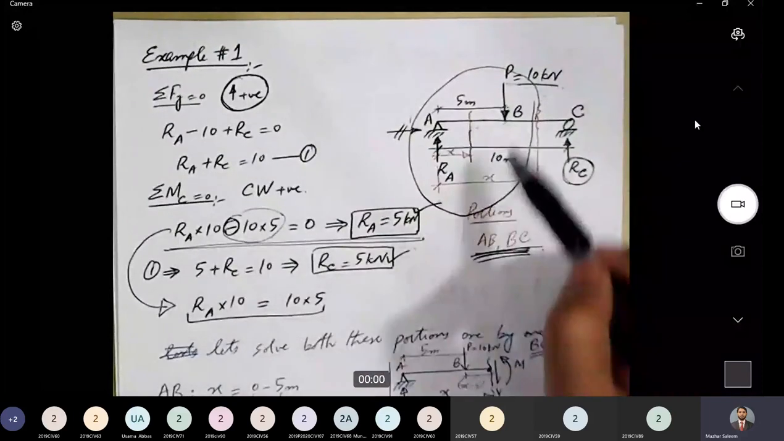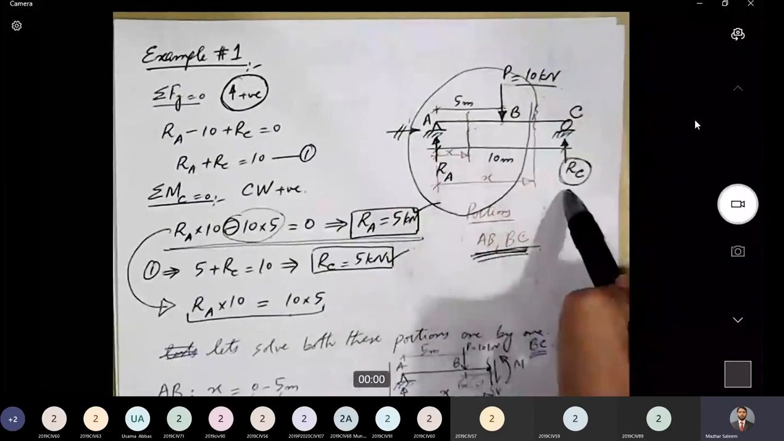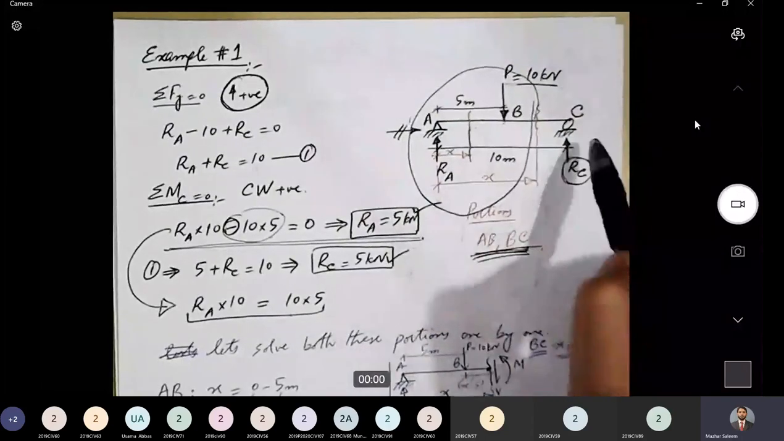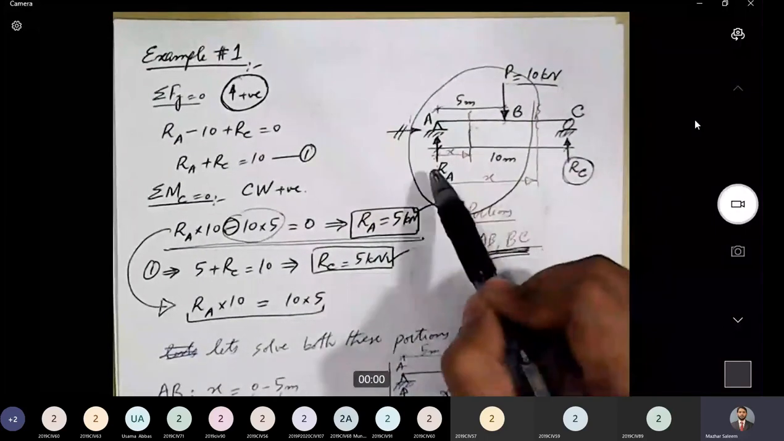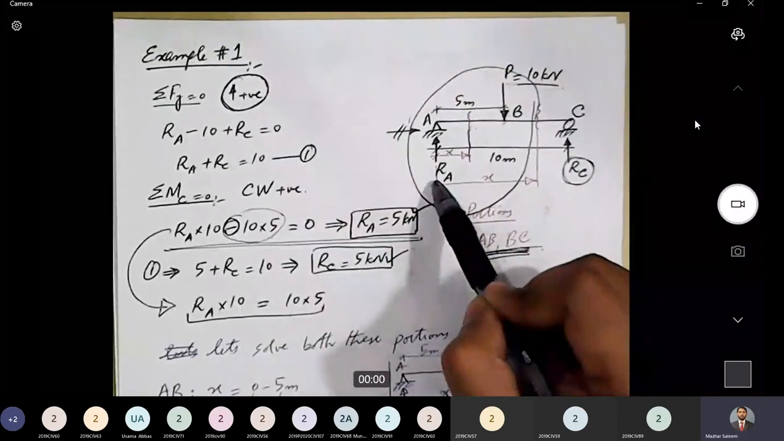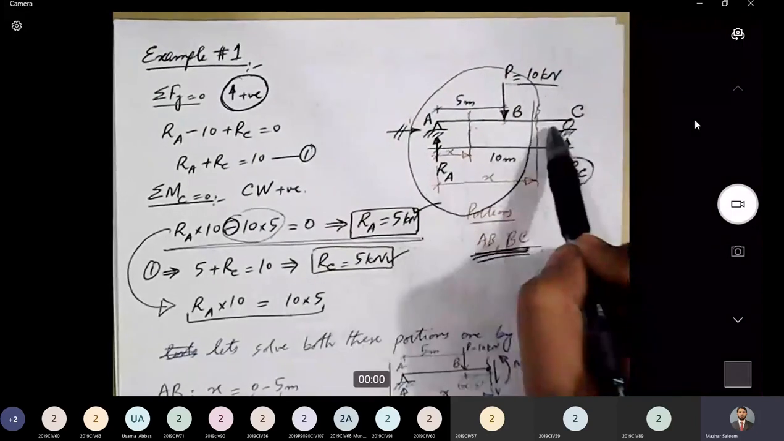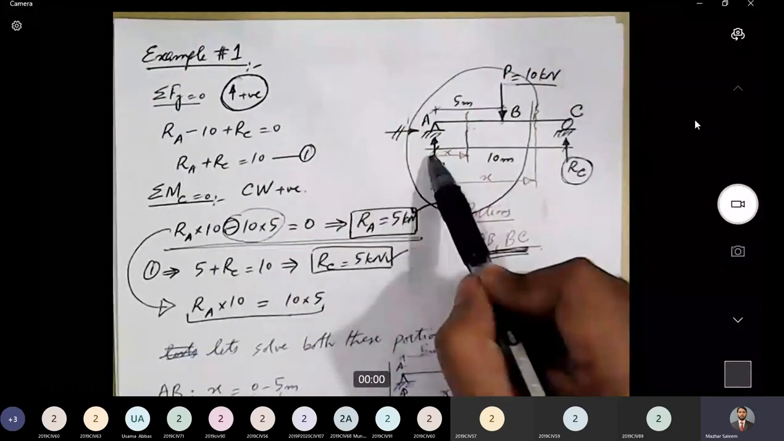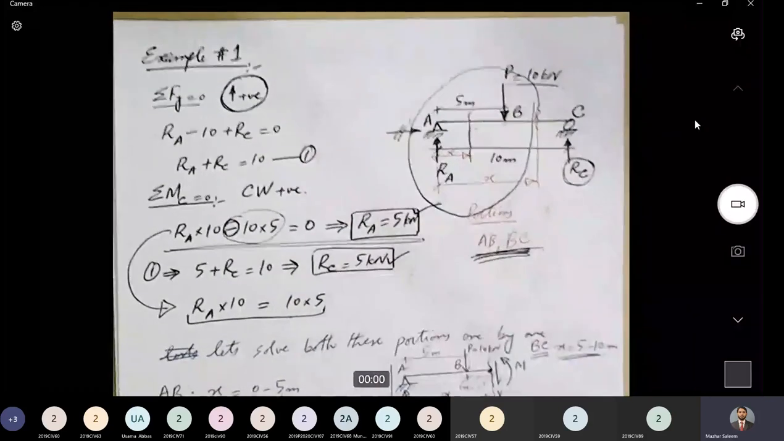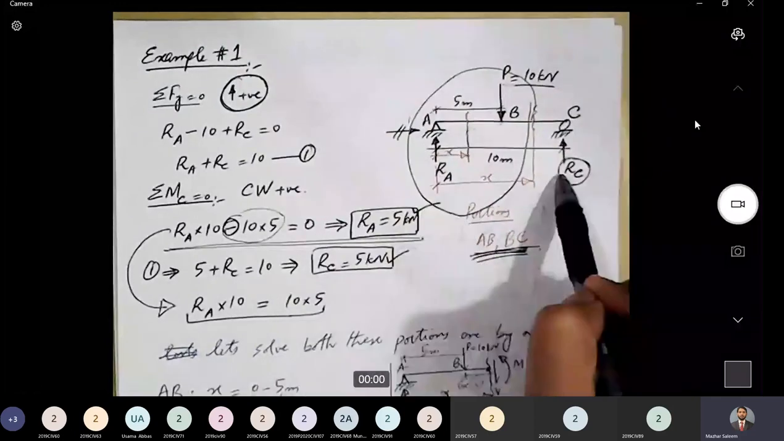Now, how many reactions will be generated in this case? We have a hinge support here, and we have a roller support here. A roller support will generate one reaction, let's call that Rc, and hinge support, although it does have the capability of generating two reactions, will generate one reaction only. Why? Because there is no horizontal load acting on the beam, so there will be no horizontal reaction. There will be only vertical reaction. So there will be two reactions in total, vertical reaction at support A and vertical reaction at support C.